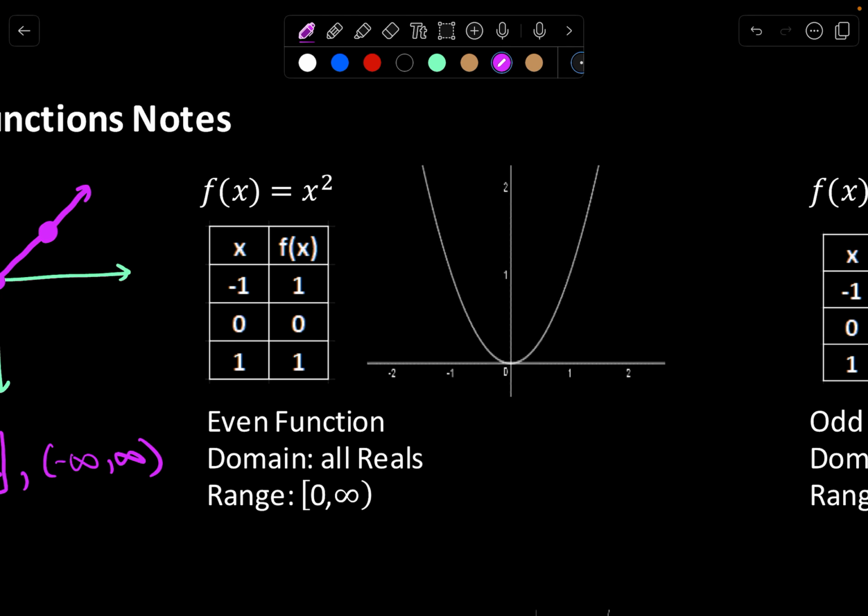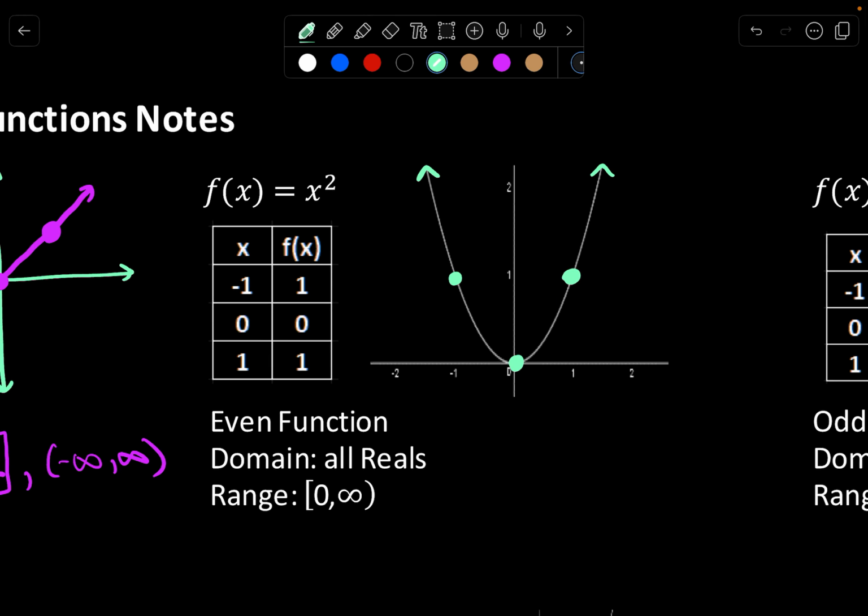The next function is going to be x squared. This is going on forever in both directions. The key points are going to be (-1, 1), (0, 0), and then (1, 1). Again, we use the key points when we create our transformation tables.